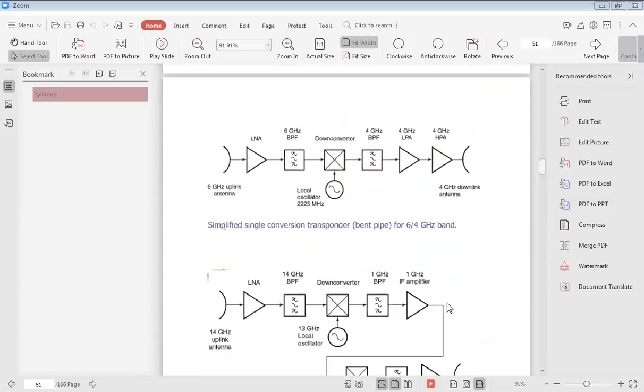Now this is a simplified single conversion transponder where the 6 gigahertz frequency received from the earth station passes through a low noise amplifier, LNA, then a band pass filter of 6 gigahertz, and that is down converted to 4 gigahertz and passed through the downlink antenna. It is a very simple process of converting 6 gigahertz to 4 gigahertz.